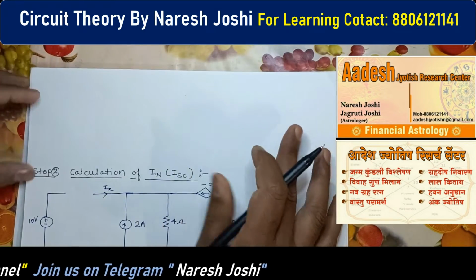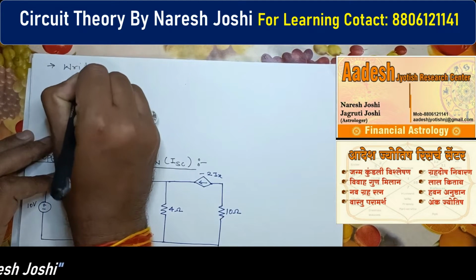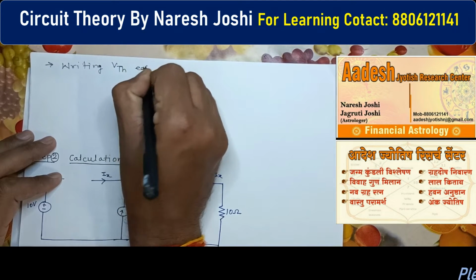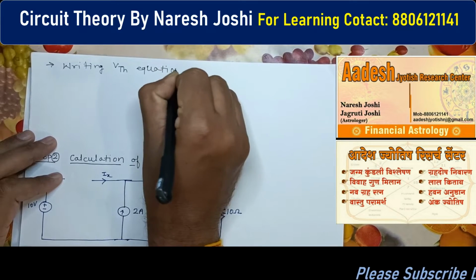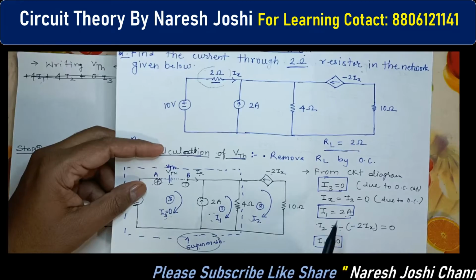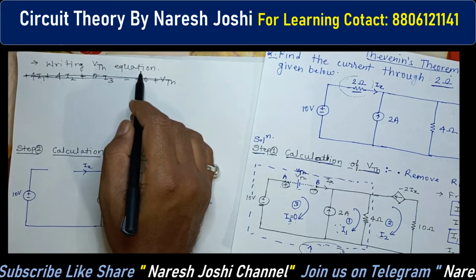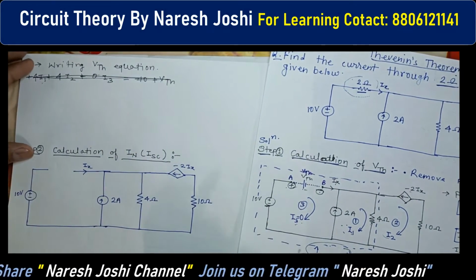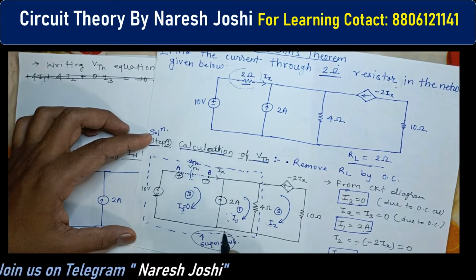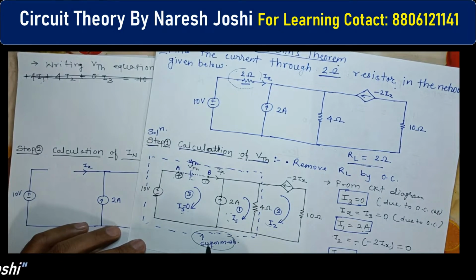So I will write here, writing the VTH equation. How can we write down the VTH equation? I will apply the KVL. Clear? According to the KVL, with I1, I2 and I3, we go for writing the VTH equation. For that, I will apply the KVL to the super mesh. This is our super mesh, which we have already identified, and here we have to apply the KVL.